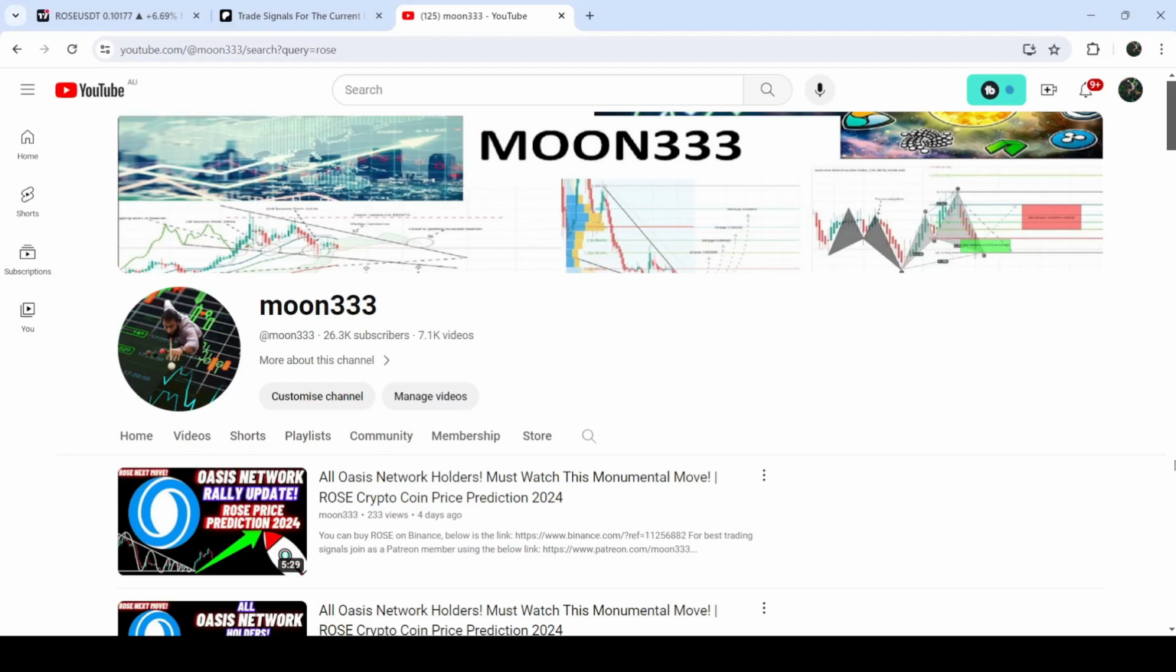As in my earlier videos, I was showing you that Oasis broke out of a very big descending triangle on the 7 days time frame chart, and after that, recently it has broken down from another rising wedge pattern on the same 7 days time frame chart.